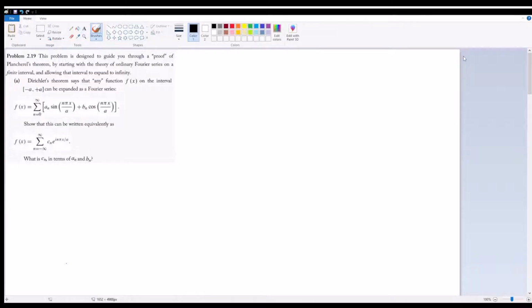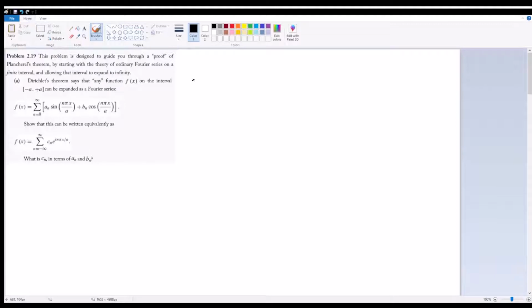In 2.19, we start with a Fourier theorem function, f of x equals an infinite sum of sines and cosines, and we're asked to convert this into a complex exponential form and also relate the coefficients an and bn to cn. So immediately, since we're converting between sines and cosines to exponentials, we can use Euler's identity to do that.